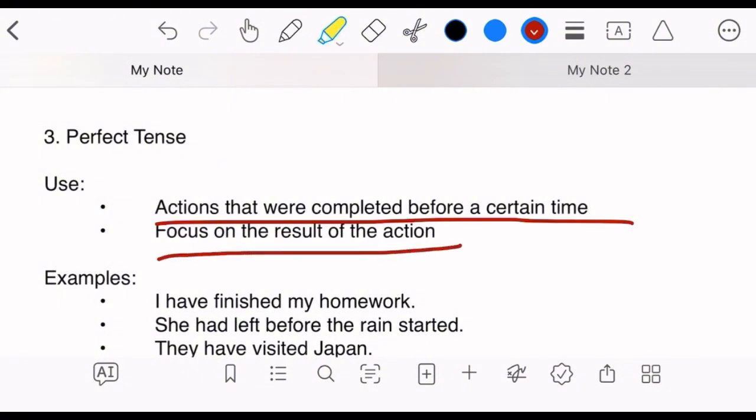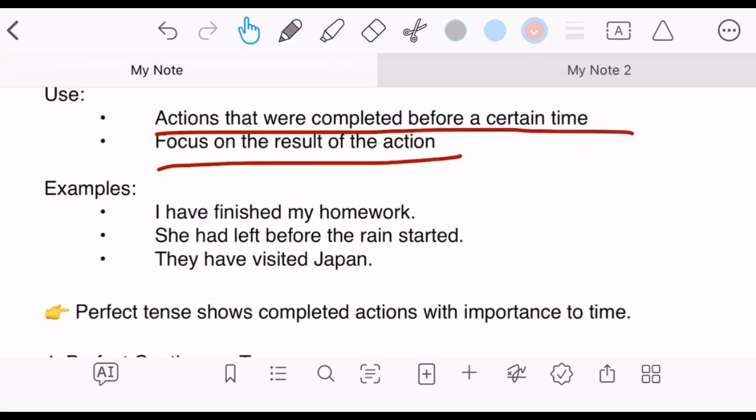For example, I have finished my homework. Okay, this sentence shows an action that is already completed, and the result is important now. Okay, and let's proceed to the second sentence. She had left before the rain started. Okay, this sentence shows an action that was completed before another past action.